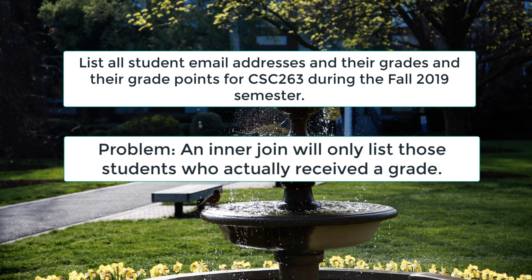Let's consider another problem. Let's say that we have an assignment that tells us to list all student email addresses and their grades, specifically their grade points, for CSC 263 in the fall 2019 semester. Now, the problem that we're going to run into is that an inner join will only list those students who actually received a grade. Let's take a look and see what this means on the terminal.